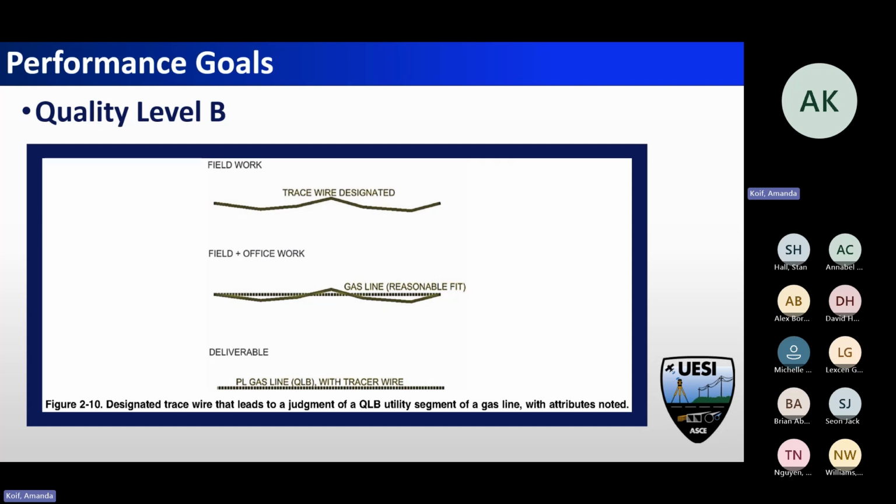But what you can do, and I don't do this too much, is use engineering judgment and do what they did at the bottom and actually take that line that wiggles a little bit and straighten it out and still say that it's quality level B, up to a point, because you still have to have that 2.2 horizontal accuracy that's involved with it. But if you wanted to straighten it out a little bit, they're saying that it's okay to do that.